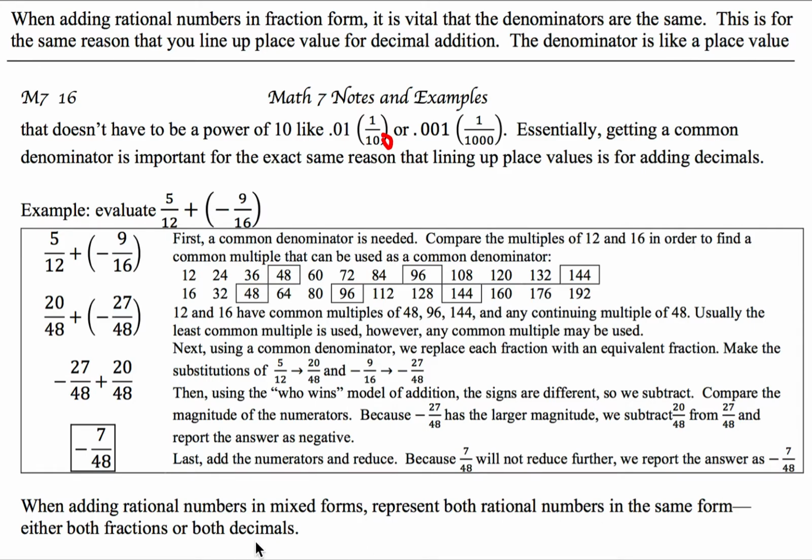When adding rational numbers in mixed forms, represent both rational numbers in the same form, either both fractions or both decimals. And you'll get the opportunity to practice that in the assignment.